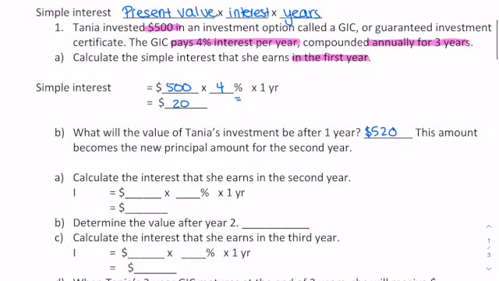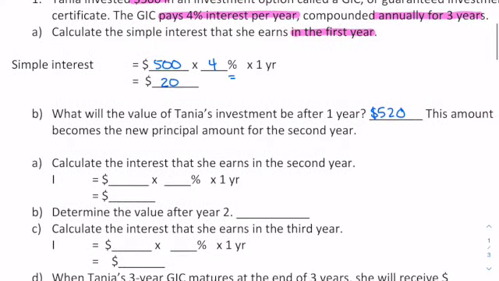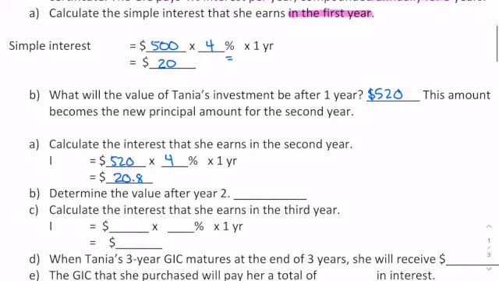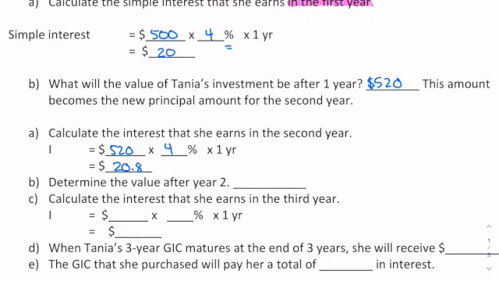So now we're going to look at the second year. You have 520 times 4% times 1. So this is 20.8. And then determine the value after year 2. So now we have the 520 we had plus the 20.8, which will give us 540.8. Now this, once again, becomes your principal or your present value for the third year.